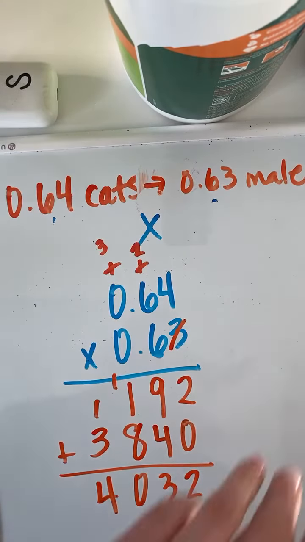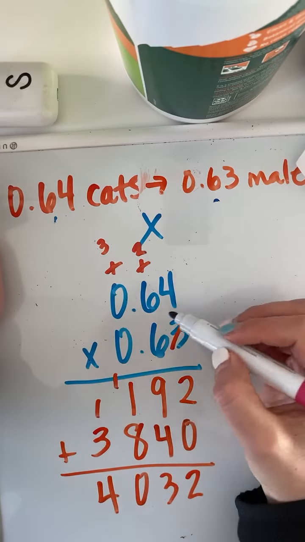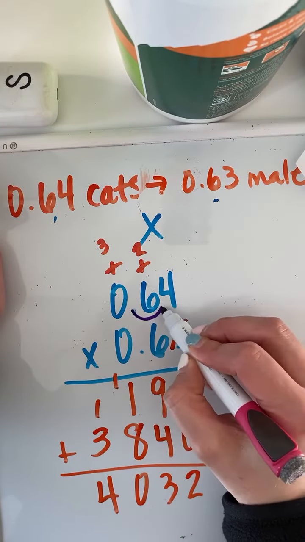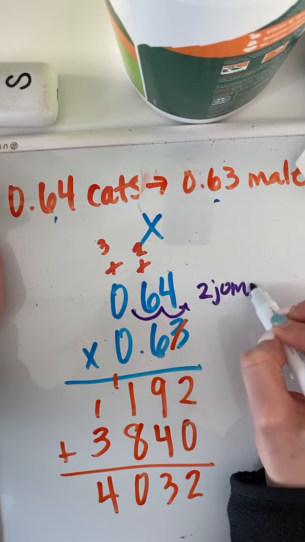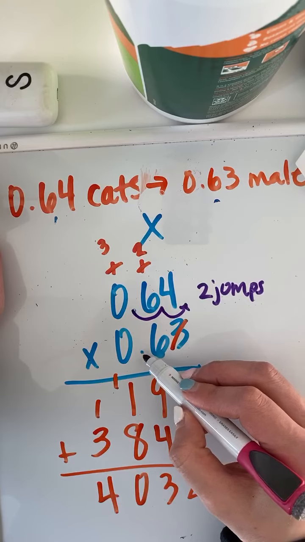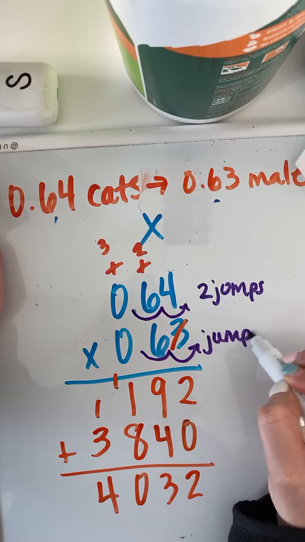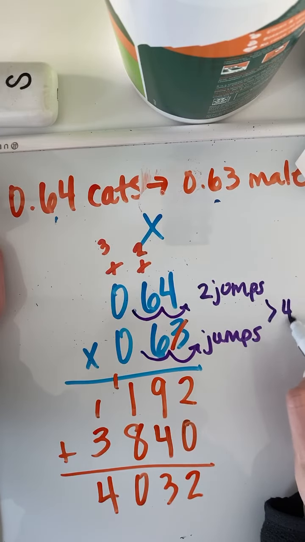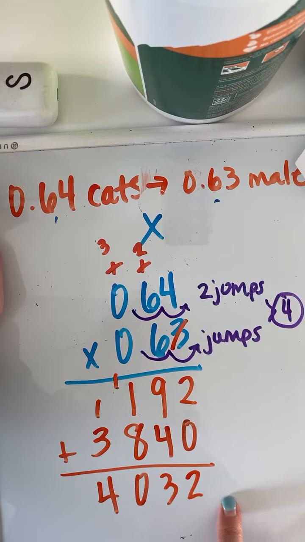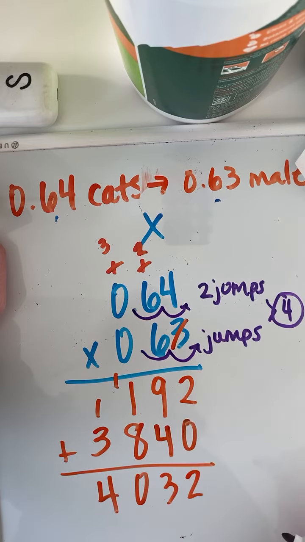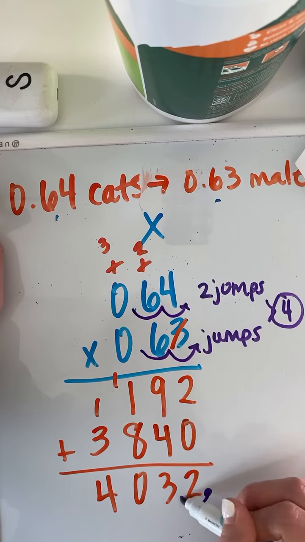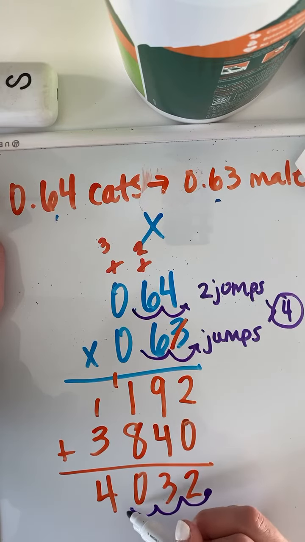So looking back at our problem, I solved it by making it 10 times larger, 100 times larger. So we completed 2 jumps. Then I made this number 10 times larger, 100 times larger, and giving it 2 jumps. So all in all, I have to give my answer 4 jumps down here. We went to the right to make it bigger. We're now going to go to the left to make it smaller. My hidden decimal point is always behind my ones place, so it's going to be right here behind the 2. We're making it 10 times, 100 times, 1,000 times, 10,000 times smaller.